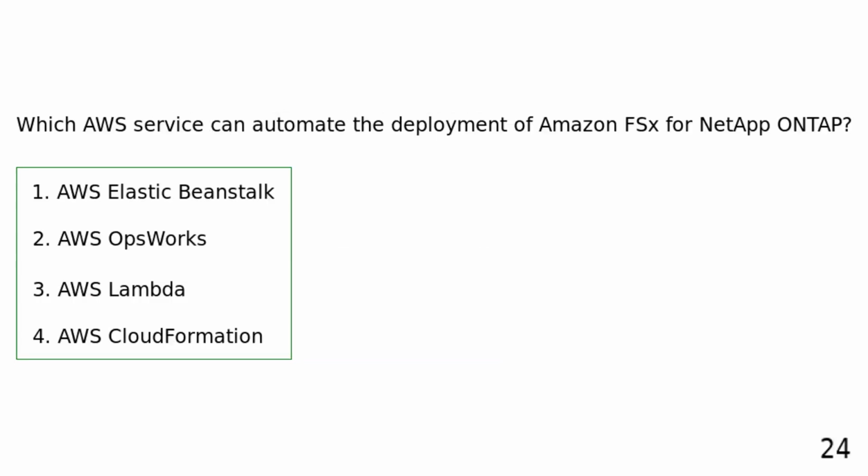Which AWS service can automate the deployment of Amazon FSx for NetApp ONTAP? AWS Elastic Beanstalk. AWS OpsWorks. AWS Lambda. AWS CloudFormation. AWS CloudFormation can be used to automate the deployment of Amazon FSx for NetApp ONTAP resources.